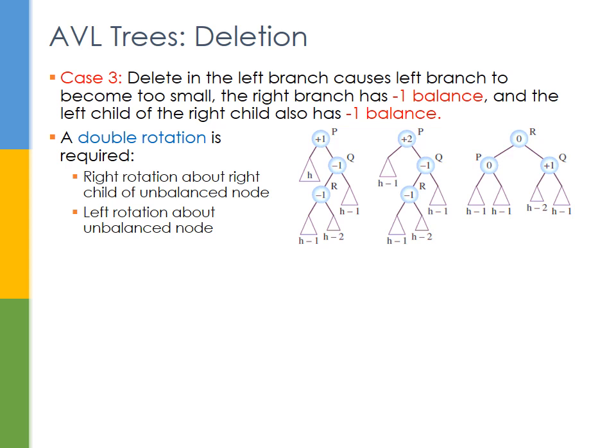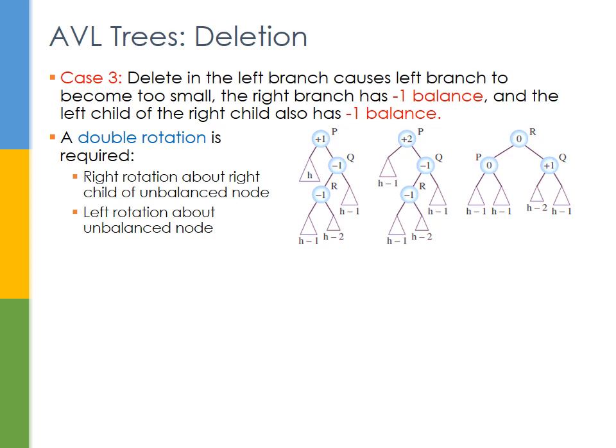positive 2. So at this point, we have an unbalanced node which needs to be corrected by means of rotations. And for this to fall under case 3, the right child of the unbalanced node, in other words node Q, must have a balance factor of -1, and the left node of that right child, in other words node R, must also have a balance factor of -1. So if this is the case, we know that we're dealing with a case 3 deletion, and we correct this by means of a double rotation.